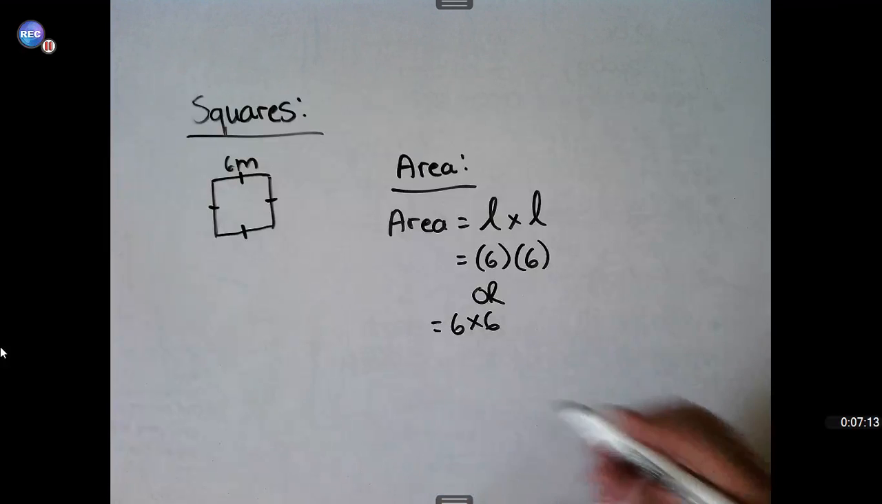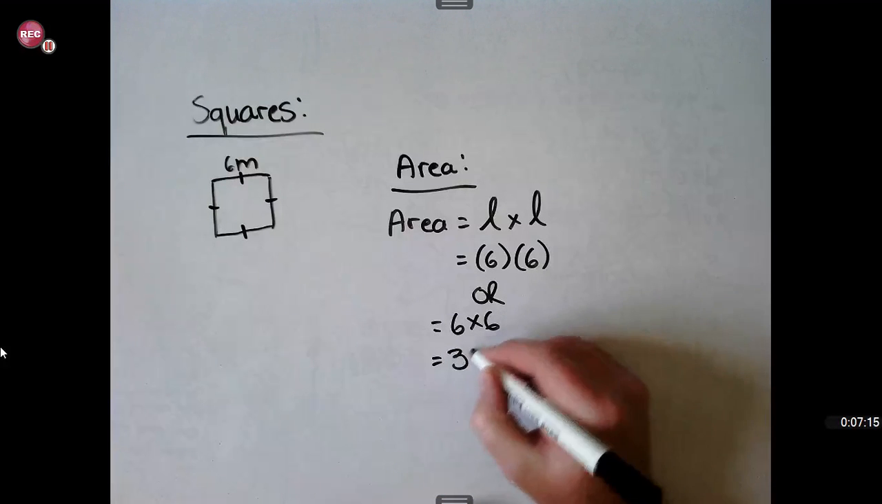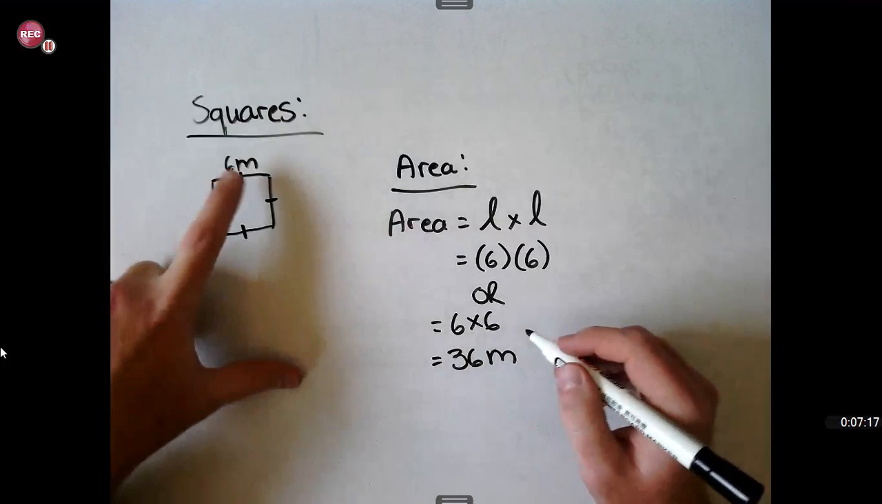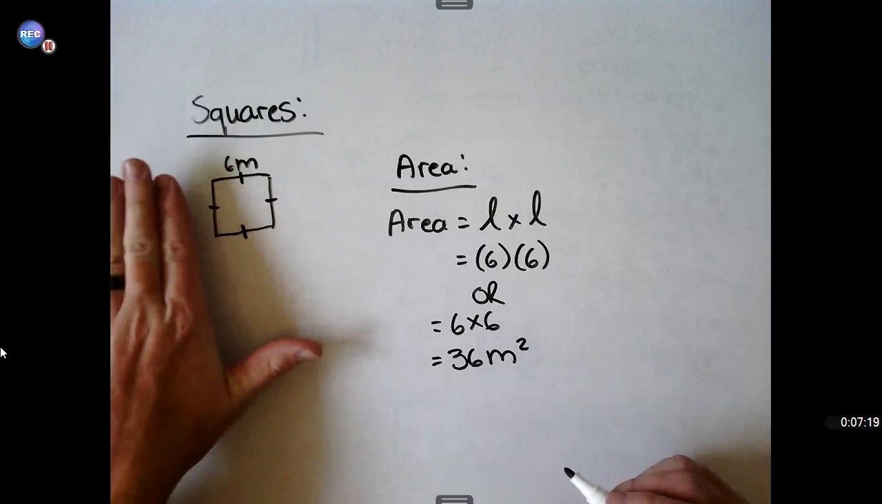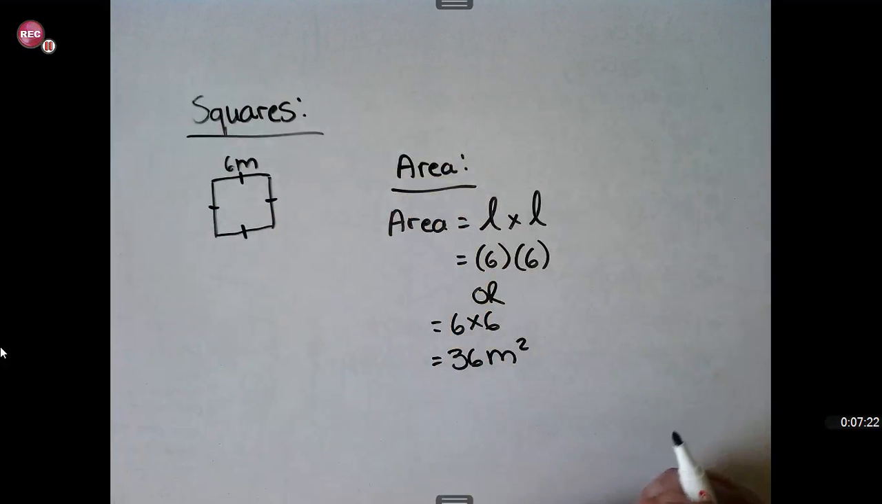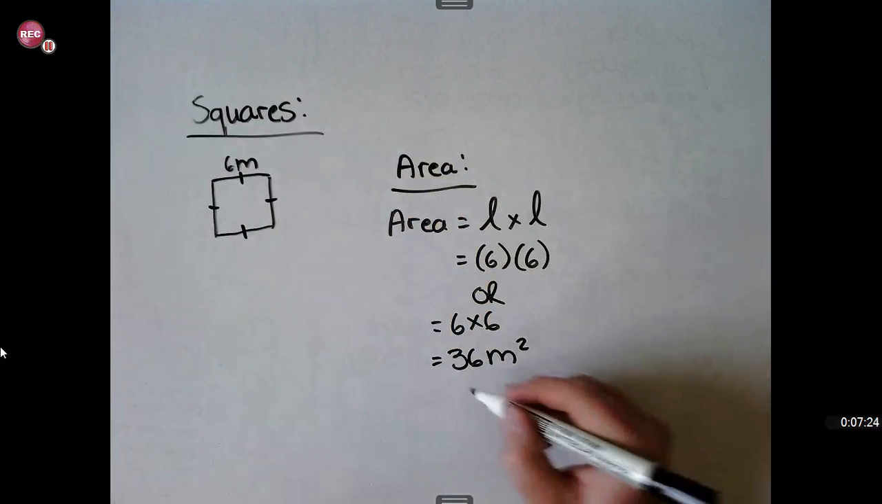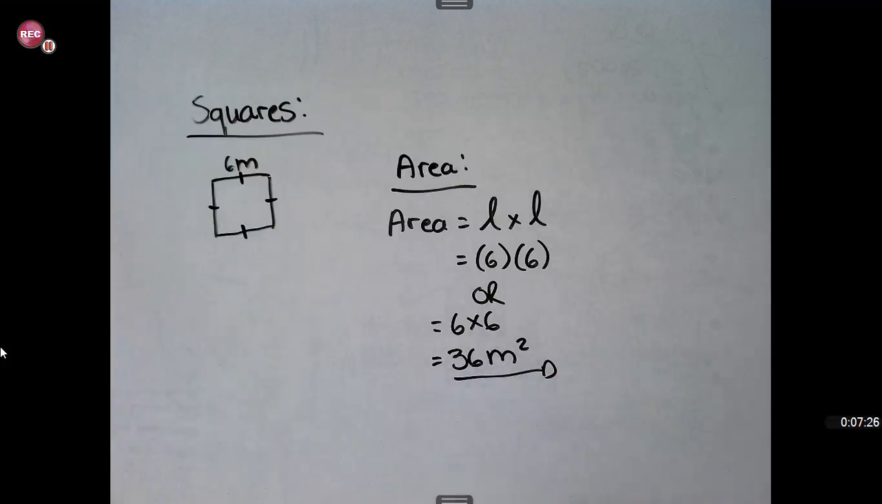So 6 times 6 would give me 36 meters, and then it would be squared, because remember, it covers the surface in squared units. So 36 meters squared in this regard. Okay? That is it for the formula for squares.